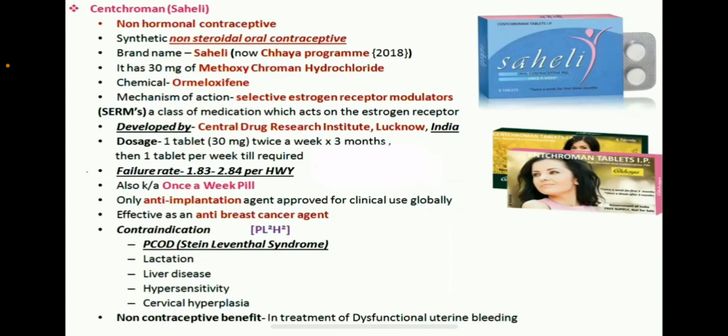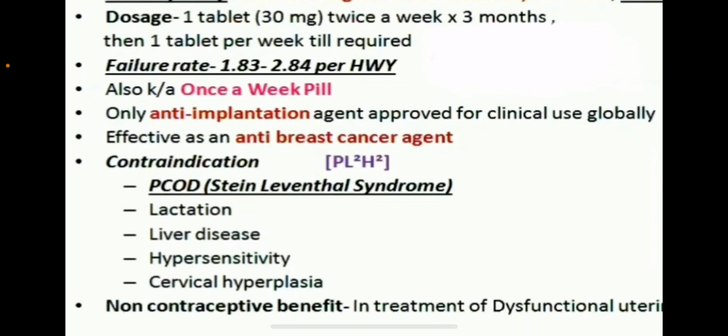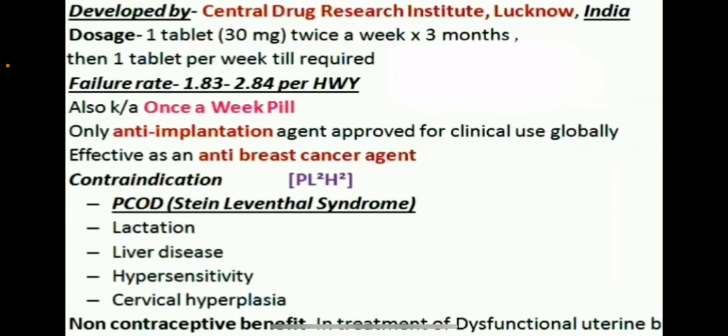It has 30 mg of centchroman hydrochloride. The chemical is ormeloxifene. The mechanism of action: it is a selective estrogen receptor modulator, SERM, a class of medication which acts on the estrogen receptors. This Centroman has been developed by the Central Drug Research Institute of Lucknow, India. Very important, you have to remember the dosage. One tablet, that is 30 mg, is given twice a week for 3 months, followed by one tablet per week until it is required. So guys, it is by the Central Drug Research Institute, Lucknow, India.